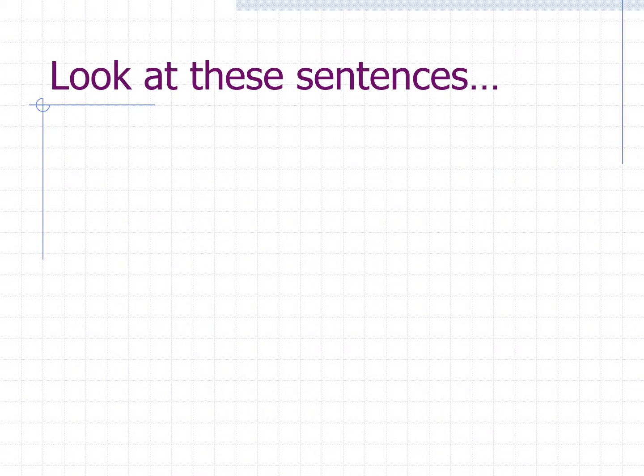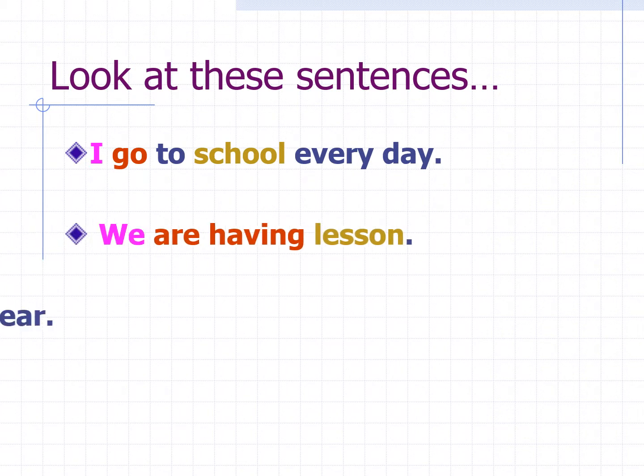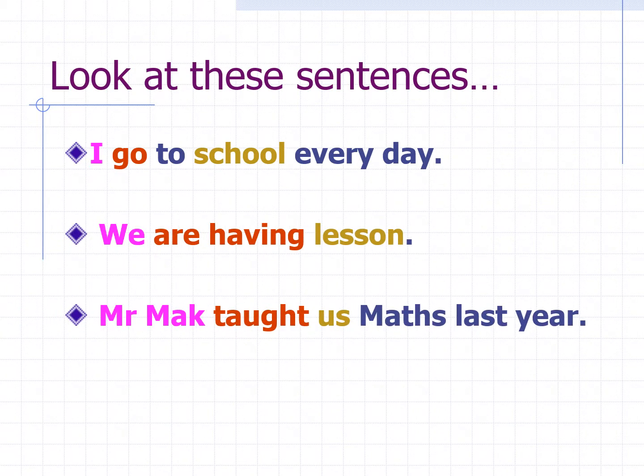Here are some more examples. I go to school every day. We are having lesson, and Mr. Mac taught us maths last year. So you see the things in pink, they are the action doers. And then the things in yellow are action receivers.